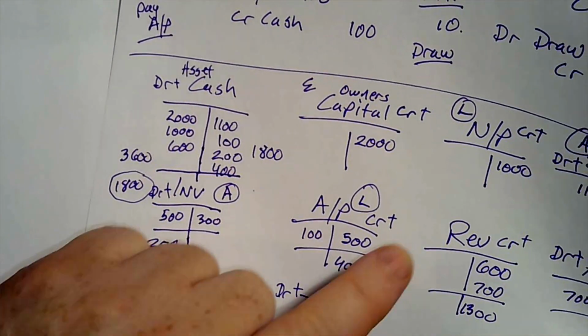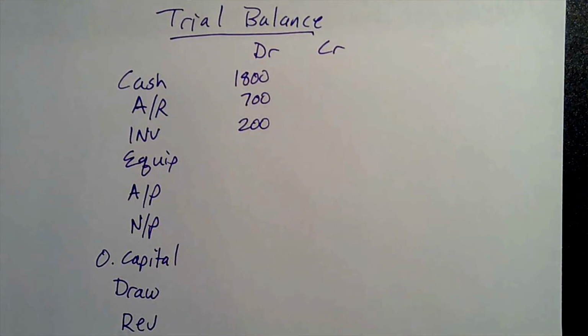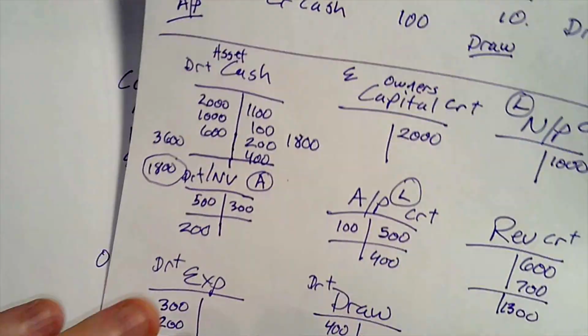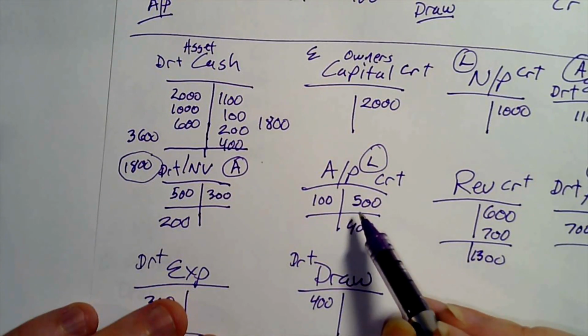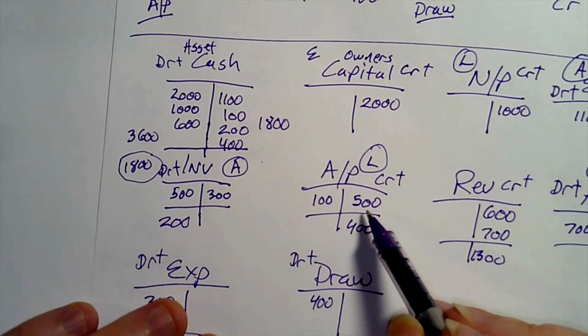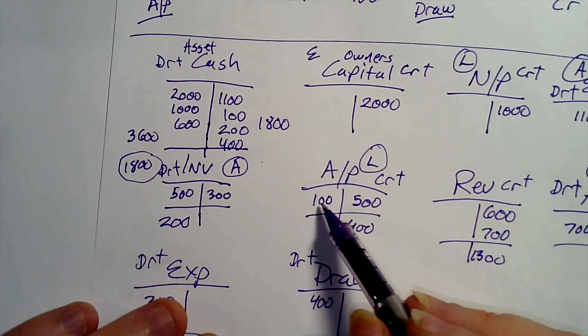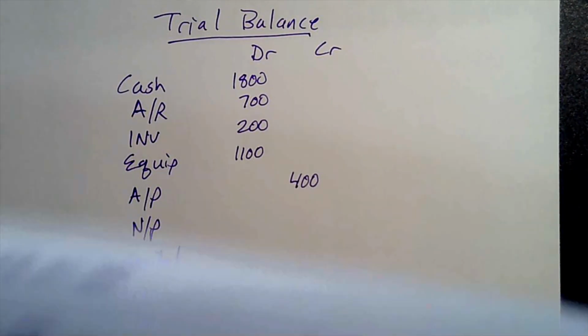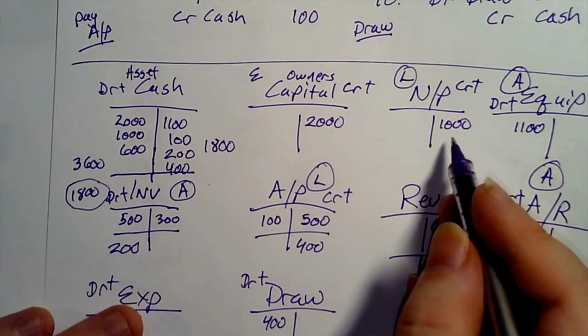My equipment has an $1,100 debit. My accounts payable, what I owe: remember, I started off by putting stuff on account for $500, but I did pay off $100, so I still owe $400, and that's a credit. My note payable, how much do I owe on my bank loan? I still owe $1,000.